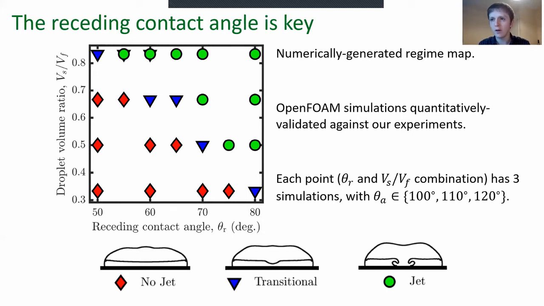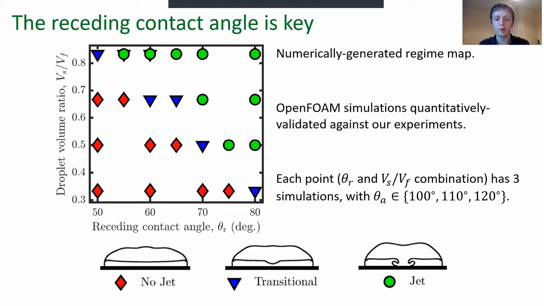So the regime diagram that you can see here indicates the appearance or lack thereof of the internal jet, as you can see on the frames along the bottom. As indicated on the previous slide, larger sessile to free droplet volume ratios are conducive to internal jet formation. Moreover, the regime diagram shows that larger receding contact angles are also conducive to internal jet formation.